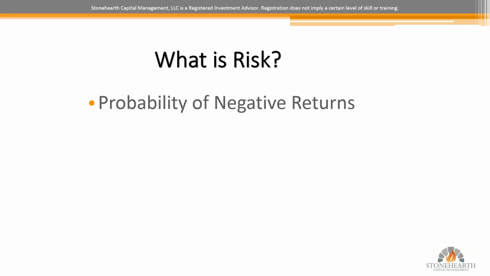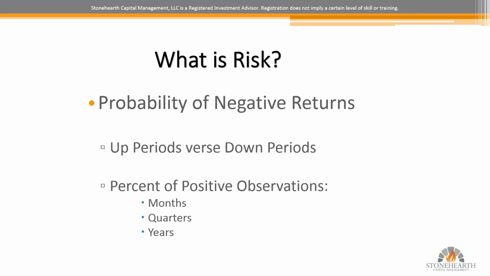Probability of negative returns. So when we think about probability of negative returns, you usually hear up periods versus down periods. The portfolio was up 80% of the time and down 20% of the time, something like that. And you also hear the percent of positive observations in terms of months, quarters, years. So the past 5 years we had 3 positive returns, 2 negatives. In the past 5 years, 80% of the months have been positive.